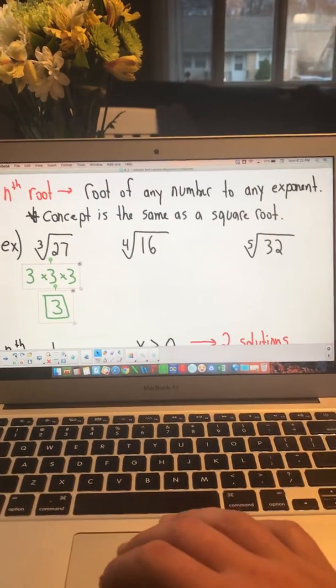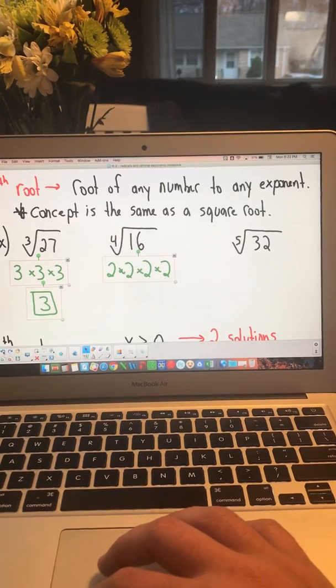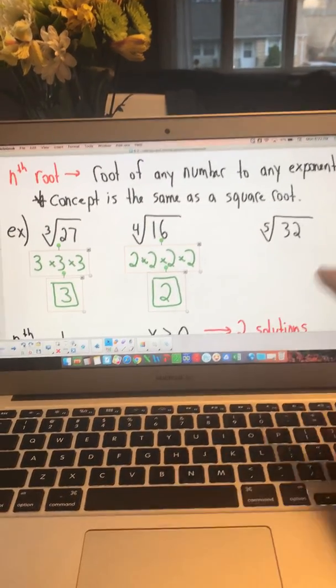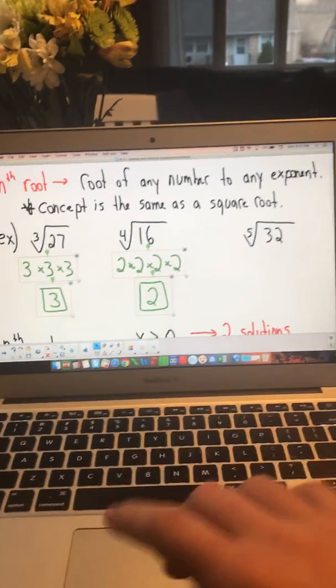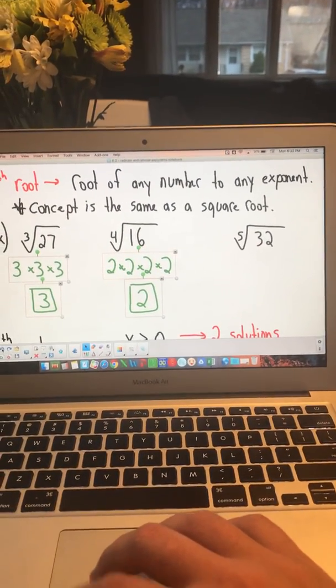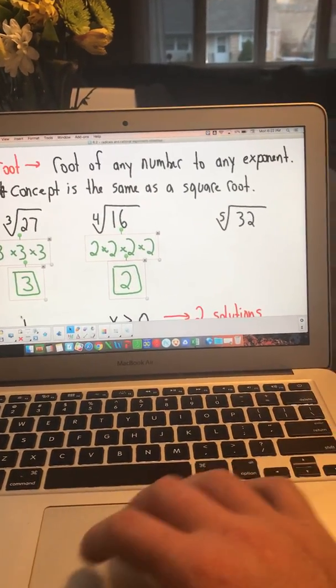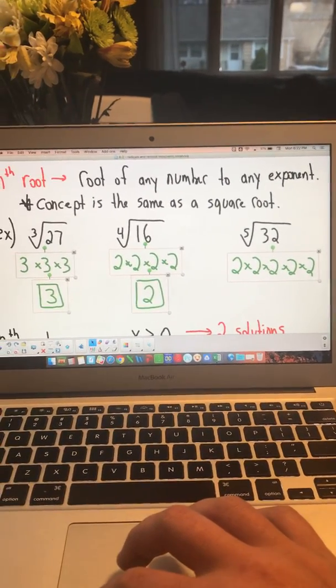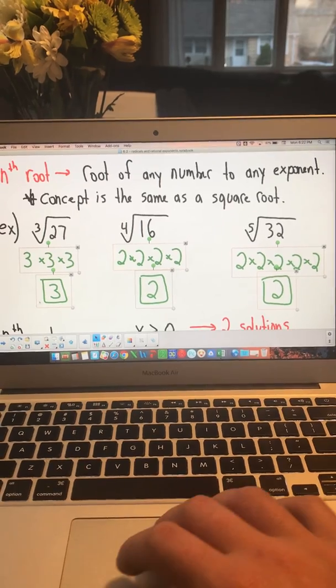Same if we went to the 4th root of 16. What number can we multiply 4 times to get 16? 2. And then the same for 32. What number can we multiply 5 times? That's the 5th root. It's also 2, coincidentally.